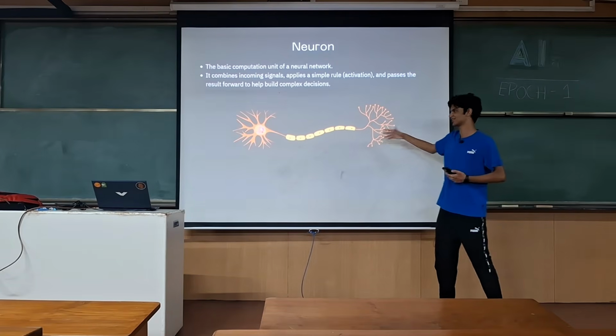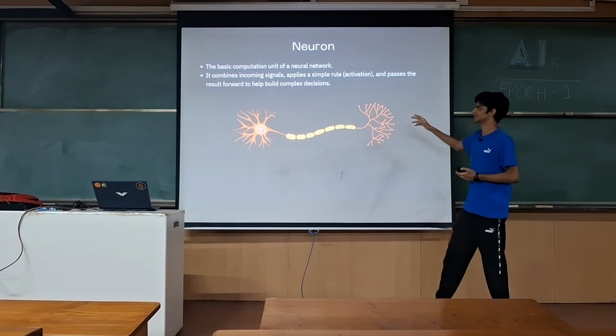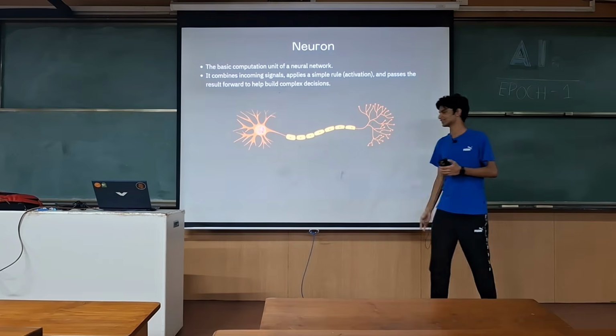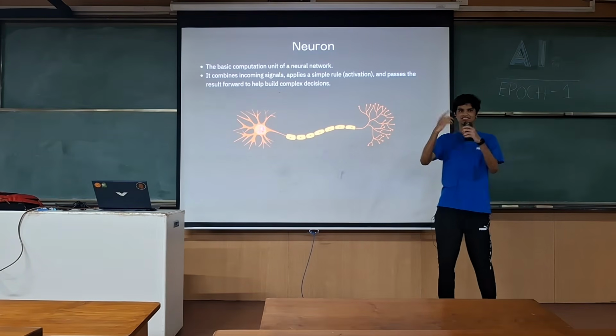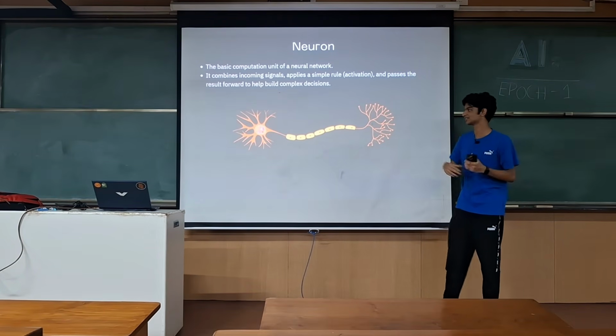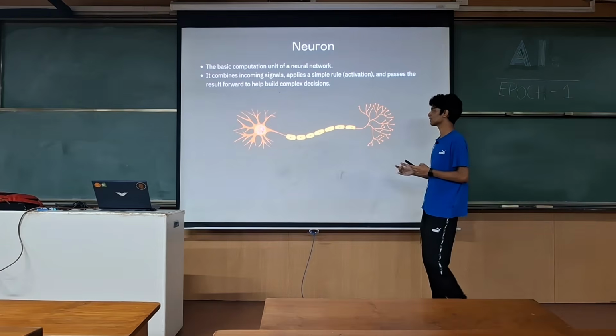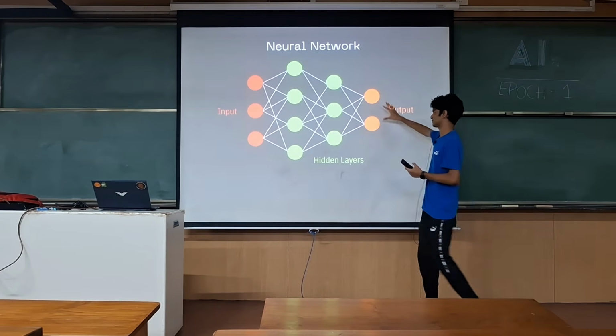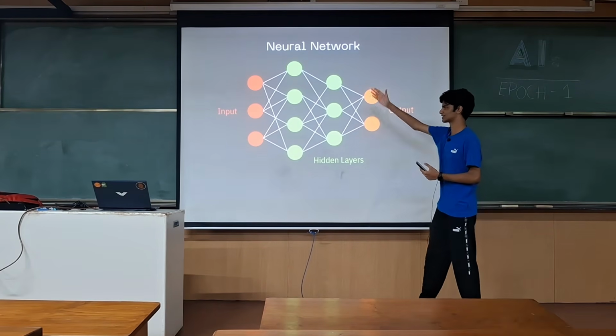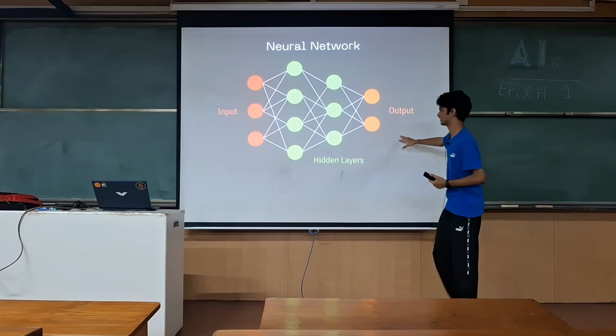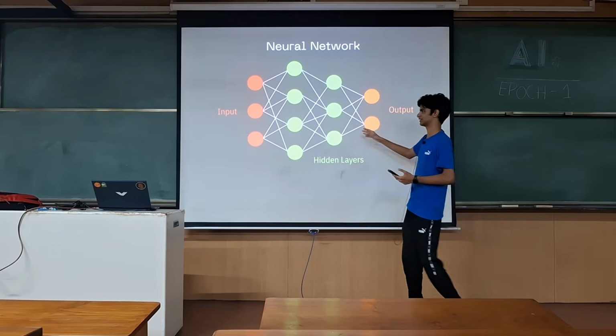This is a biological neuron. The computational neuron is different. It's the basic computation unit of a neural network. It takes in the inputs, does a bunch of calculations and manipulations to that, and gives you an output. This is a neural network. A neural network is made up of a lot of neurons. The first layer is called the input layer, the last layer is called the output layer, and then you have a bunch of middle layers.